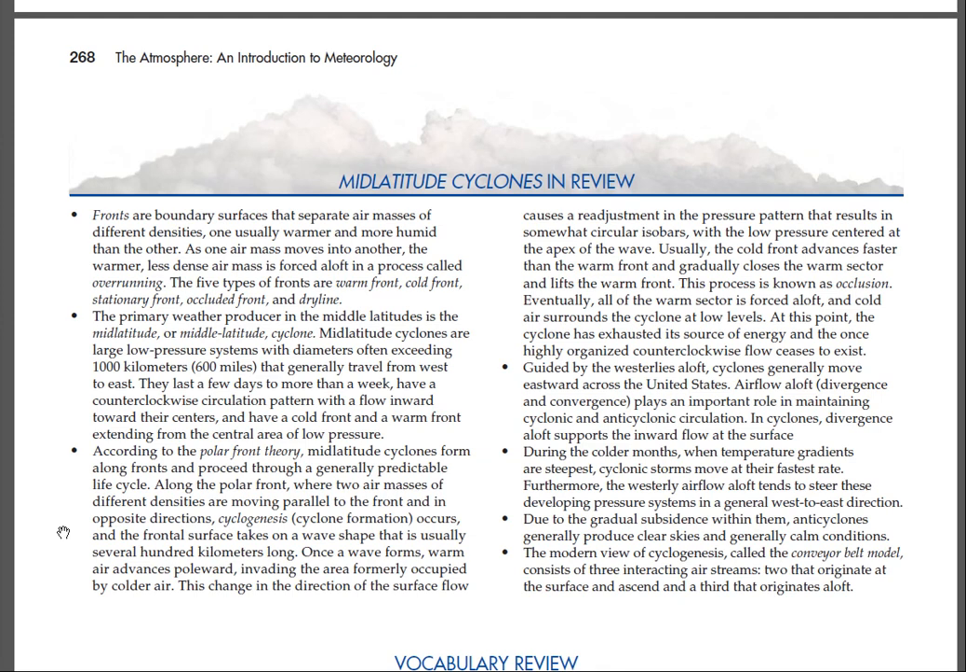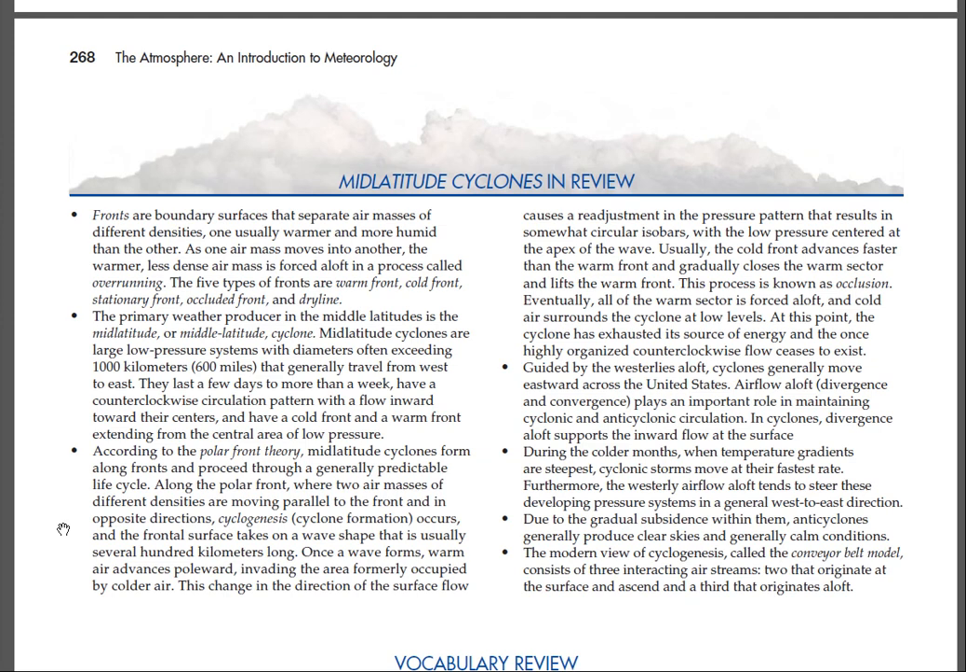Once a wave forms, warm air advances poleward, invading the area formerly occupied by colder air. This change in the direction of the surface flow causes a readjustment in the pressure pattern that results in somewhat circular isobars, with the low pressure centered at the apex of the wave.